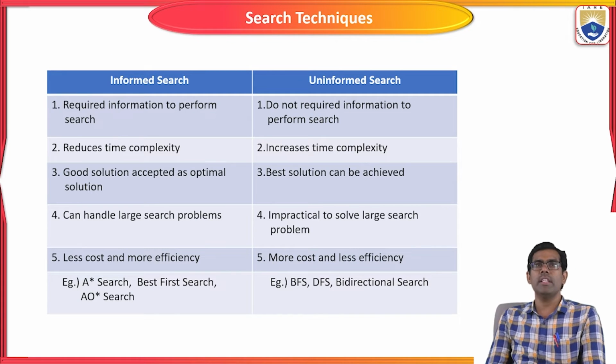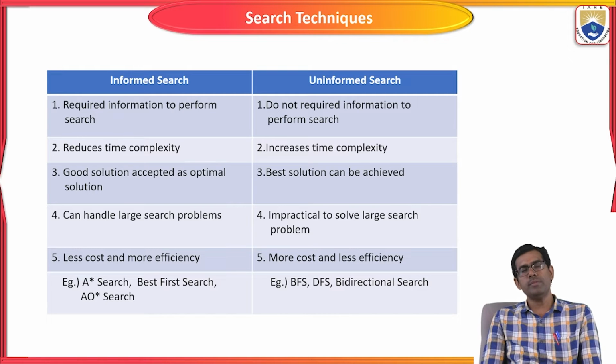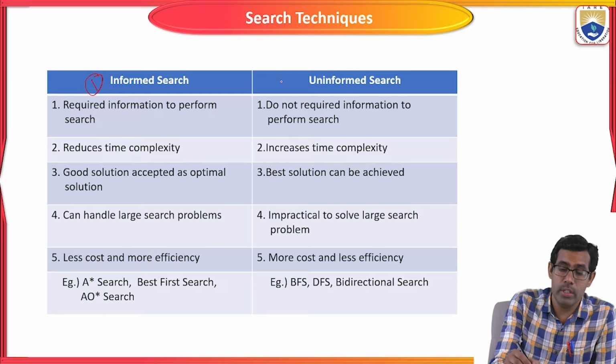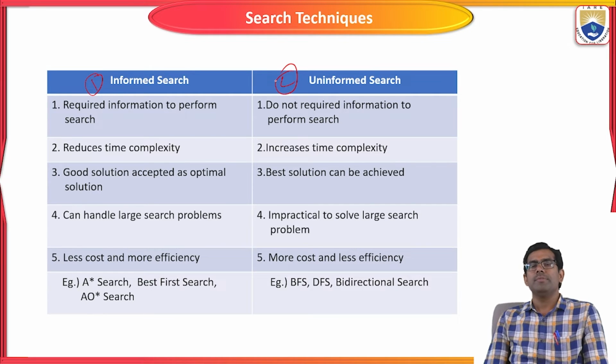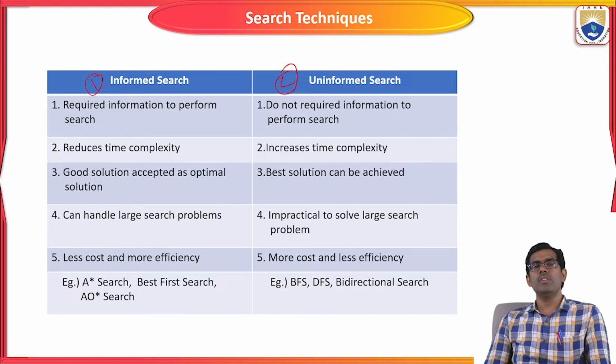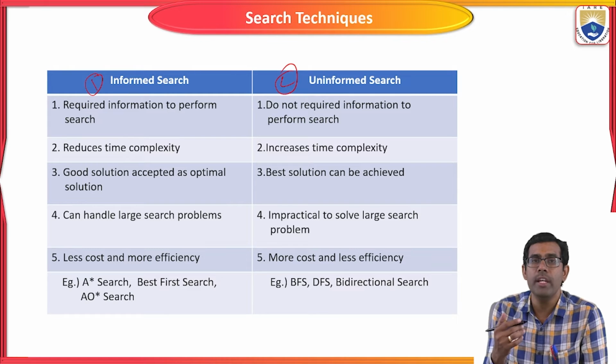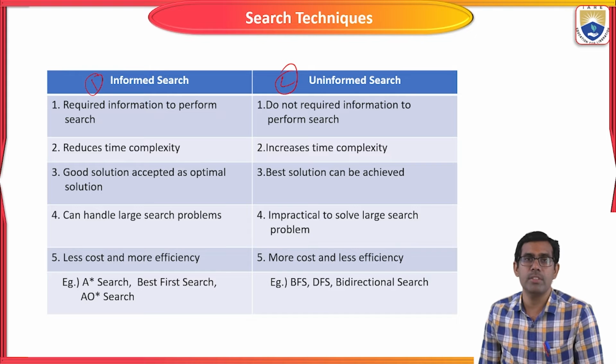Various searching techniques are there already. We know that two types of searching techniques are available in artificial intelligence. The first one is informed search. The second one is uninformed search. Before seeing the various types of informed and uninformed search, we will first see what informed search is and what uninformed search is, and how a particular problem statement is searched with the help of informed and uninformed search.